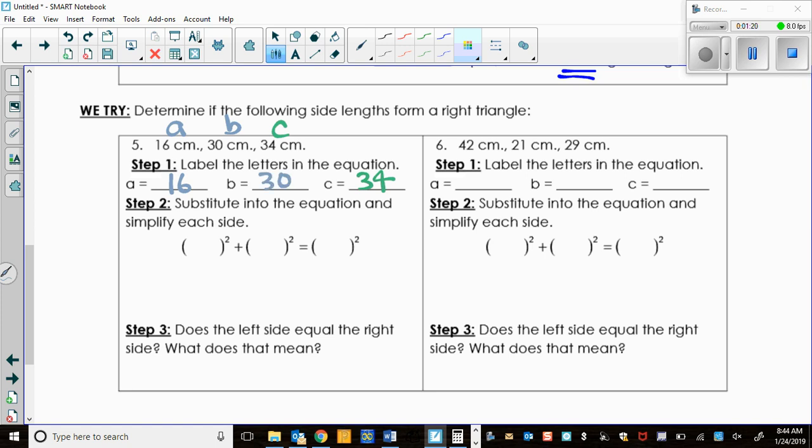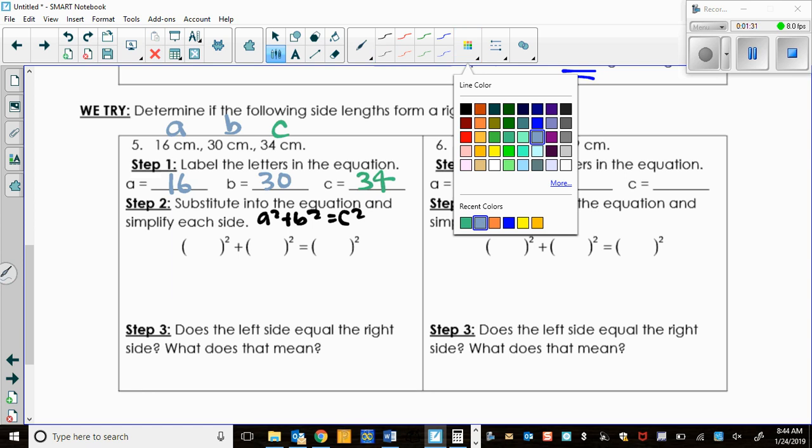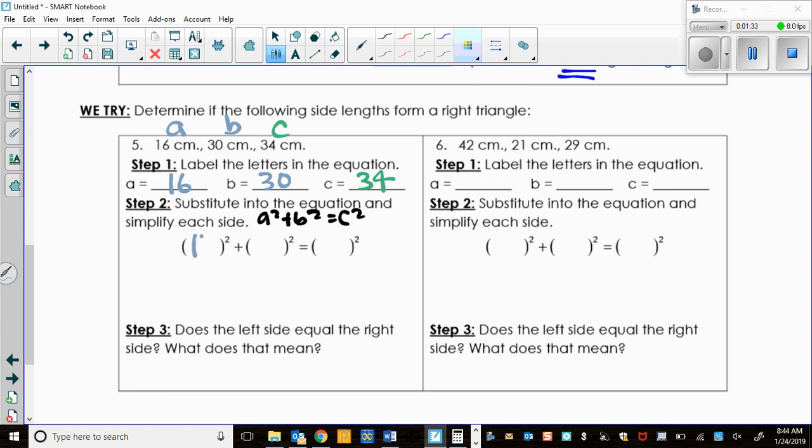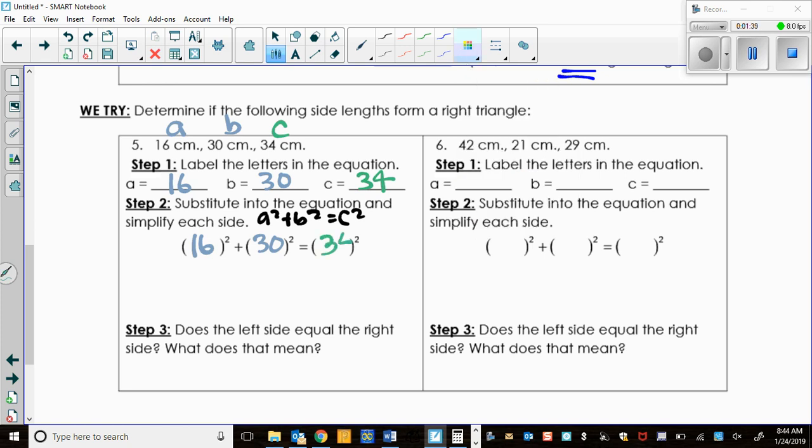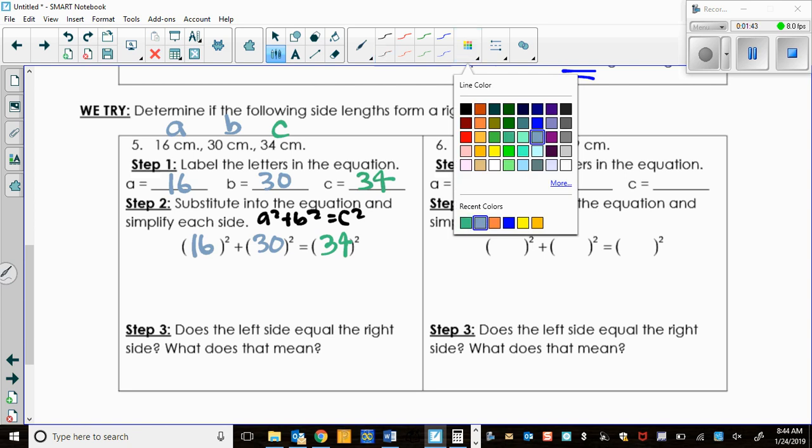I'm going to go ahead and substitute it into my equation. I have, remember, it's a squared plus b squared equals c squared. Let's go ahead and substitute this in. So this will be 16, 30 equals 34. So what I'm going to do now is simplify each side and see if they equal each other.